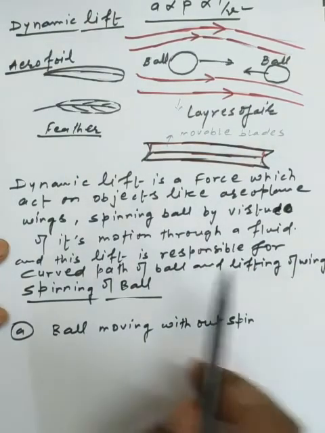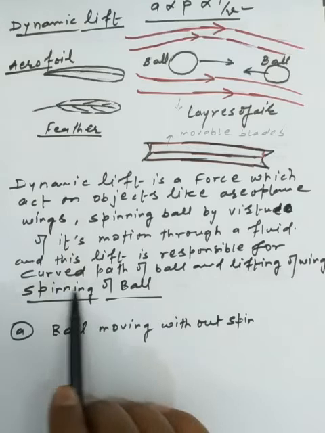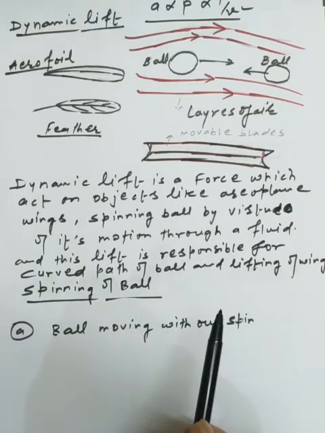Now here I have included the simplest definition: dynamic lift is a force which acts on an object like aeroplane wings or a spinning ball by virtue of its motion through the fluid. As they move through the fluid, these impacts come by the help of this dynamic force, and it is created by the pressure difference. Here we want to discuss the spinning of a ball, as the ball is moving in the layers of the air. So how does this dynamic lift help in the spinning of the ball?